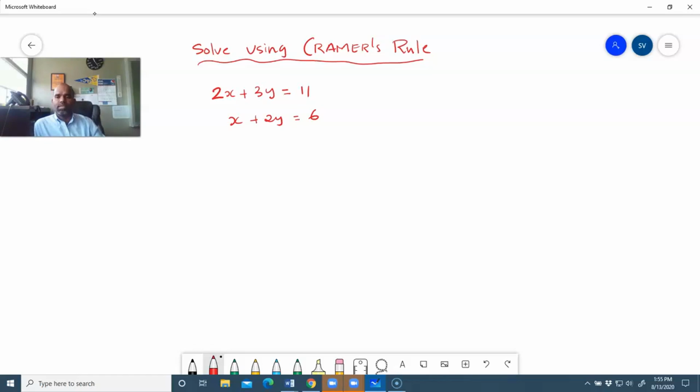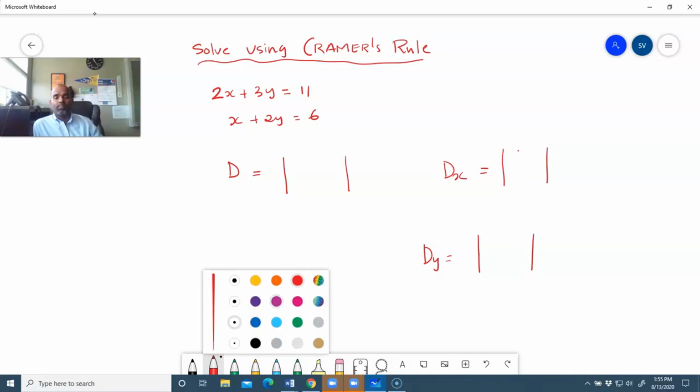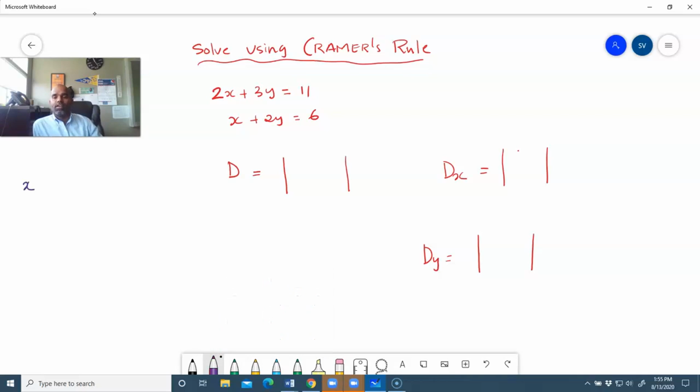The very first part is notated as D. That is a determinant, and then Dx, that is another determinant, and then Dy, that is another determinant. Okay, I'll explain what this D, Dx and Dy are, and the conclusion part is this: the value of x will be Dx by D, and the value of y will be Dy by D.